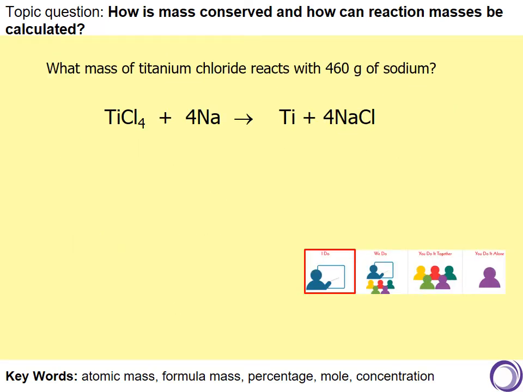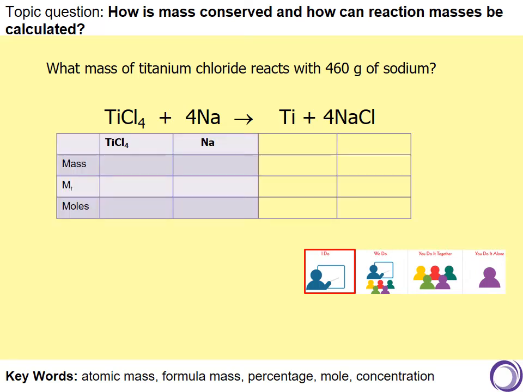So we can use this when working out reaction masses. So what mass of titanium chloride reacts with 460 grams of sodium? Well, first of all, I like to draw a table. I think this helps you to get the information out of the question and easily see what it is you're trying to calculate.